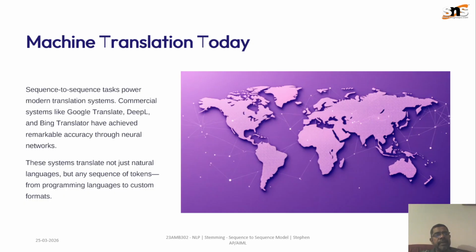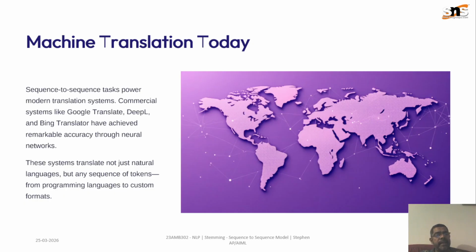Today the sequence to sequence model powers modern translation systems. For example, with Google Translate, we immediately receive a translation for dozens and dozens of languages within a fraction of a second. All of this is done by the architectural concept of sequence to sequence, seq to seq.